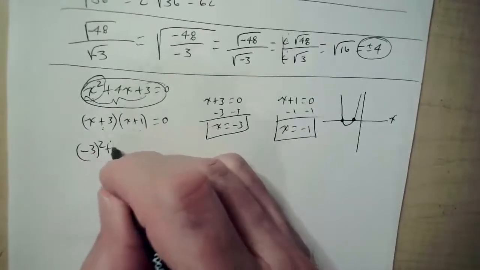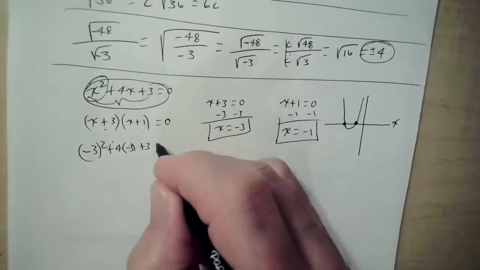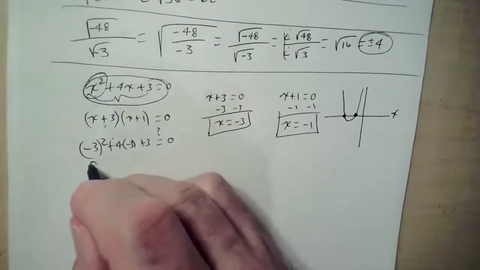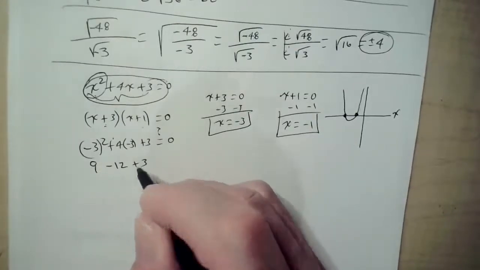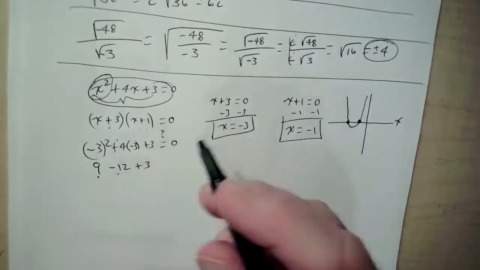Now, if you put negative 3 into this, it's going to equal 0. Negative 3 squared plus 4 times negative 3 plus 3. Does that equal 0? Negative 3 squared is 9 minus 12 plus 3. 9 minus 12 is negative 3.